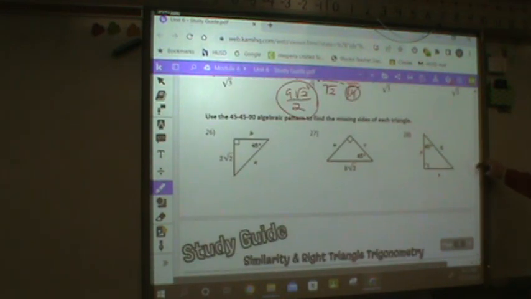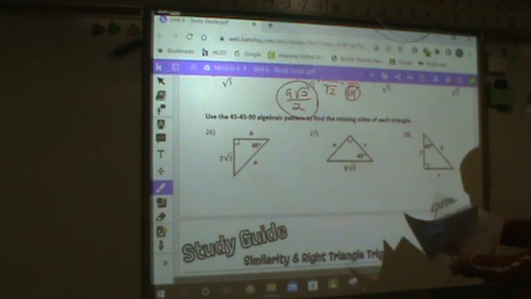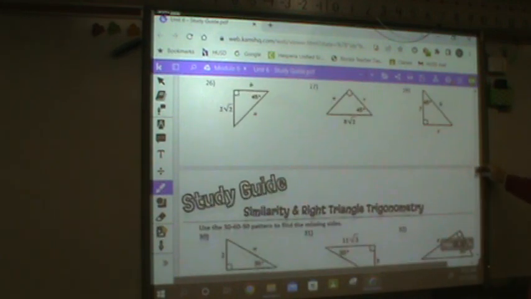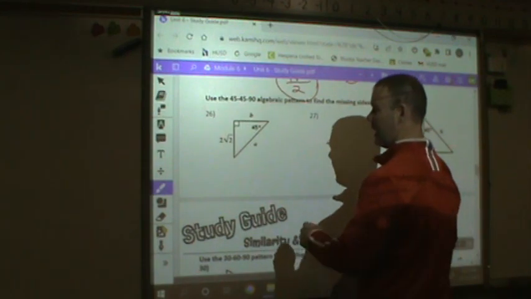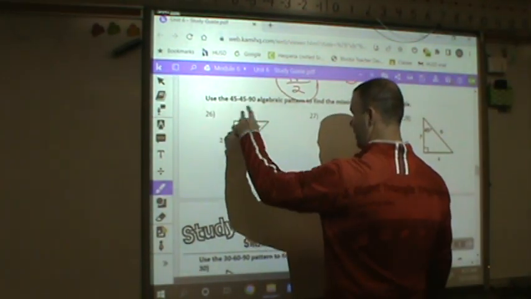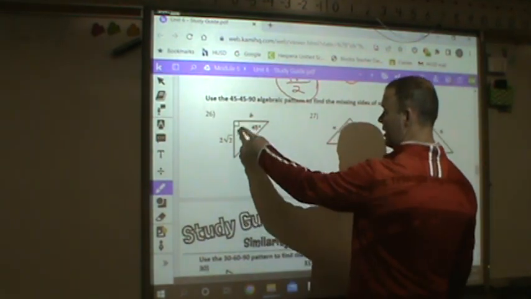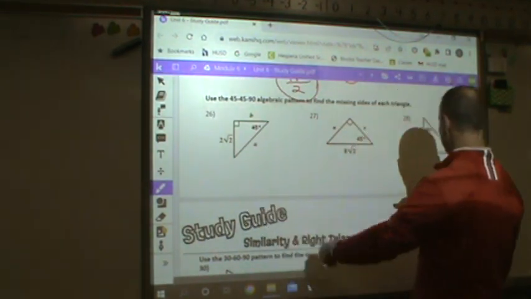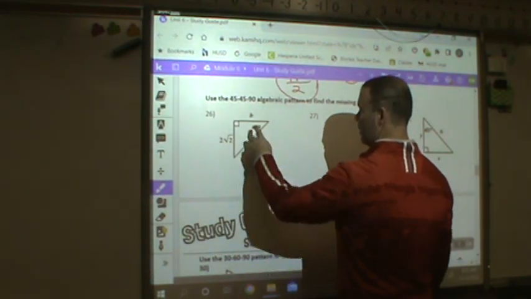And then lastly down here, this is the bottom of page 3 today. So here's the end of part 1. For this, you have to remember your algebraic terms. In a 45, 45, 90, how do I know it's 45? Either the legs are the same or it gives me an angle measure, which it does. So I know the legs are the same.